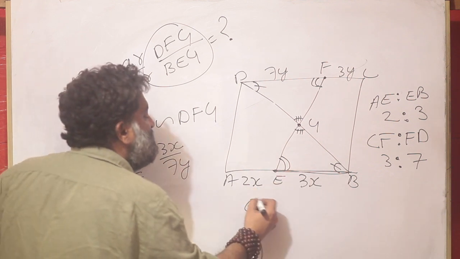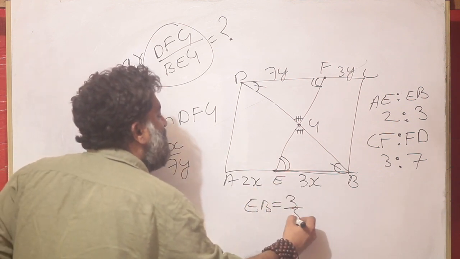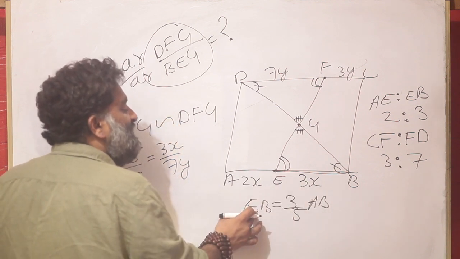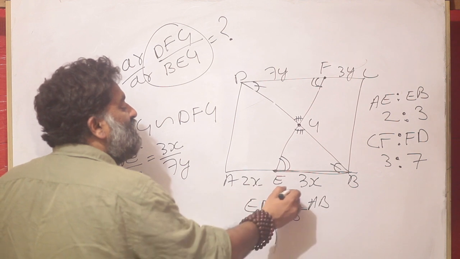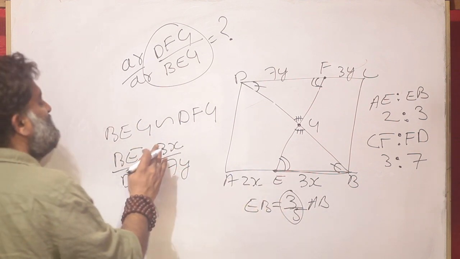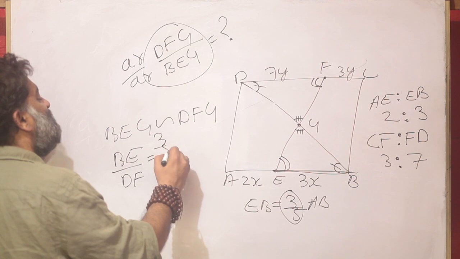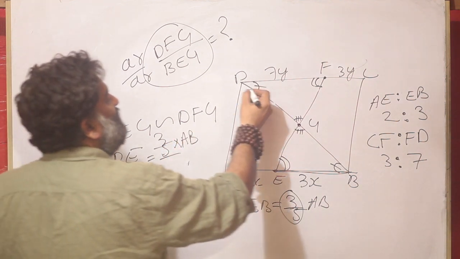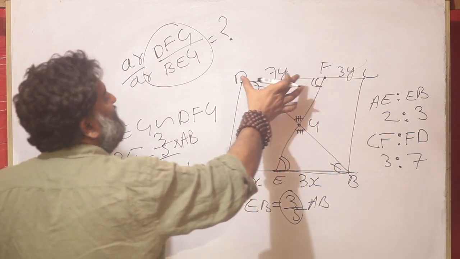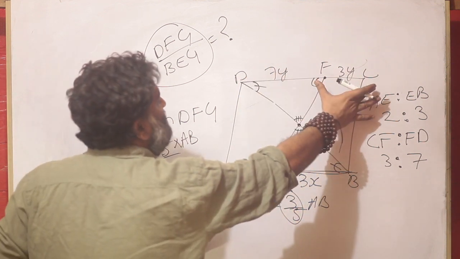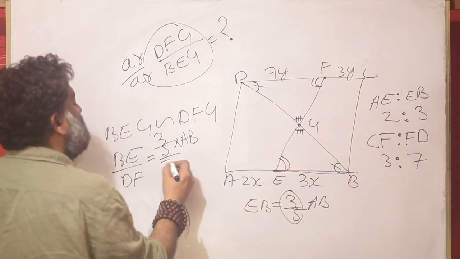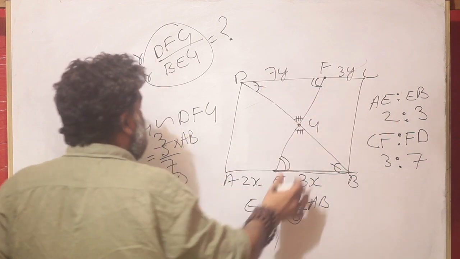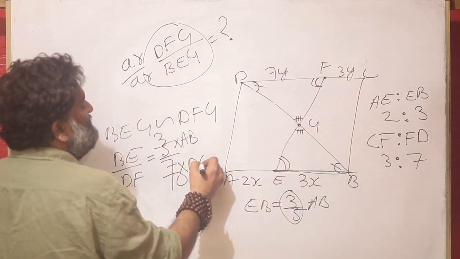What is EB? EB is 3 by 5 of AB. This is 3x, this is 2x. So EB is 3x out of 5x, or 3 by 5 of AB. So instead of 3x, let me write 3 by 5 of AB. Similarly, instead of DF as 7y, let me write DF as a part of DC. That means this can be written as 7 by 10. 7, 3, total is 10, 7 out of 10 of DC.